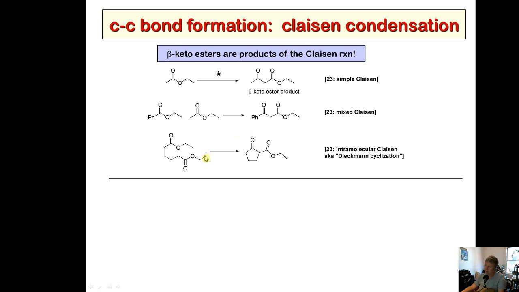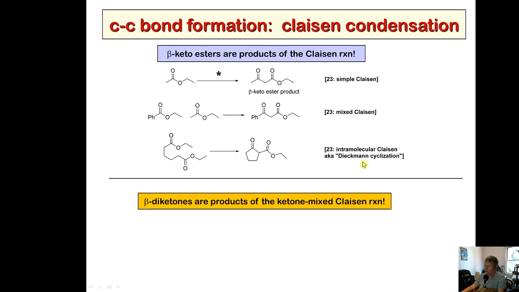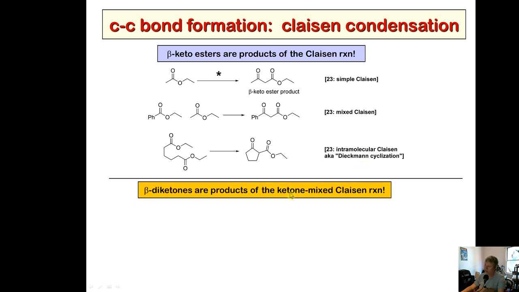And then the intramolecular Claisen, it's like you have two esters and one reacts, kicks off the other ethoxy group. So they're all the same mechanism. And the intramolecular Claisen is also called the Dieckmann cyclization. That's another name for it. Beta diketones are the products of the ketone mixed Claisen. So the ketone mixed Claisen is the same thing, except it's a ketone and an ester.